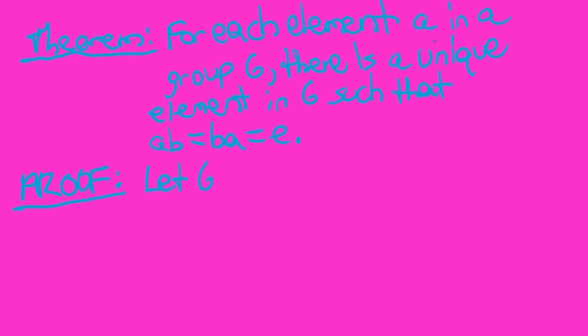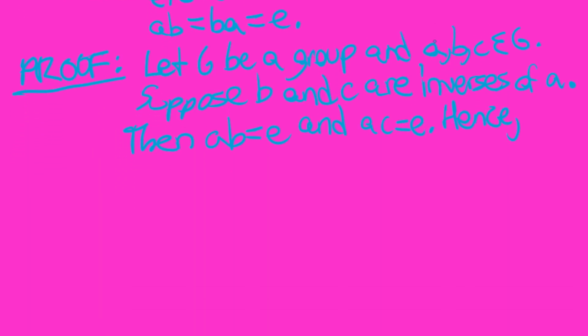So again, we will let G be a group and A, B, C be elements of G. So let's suppose B and C are inverses of A. So then AB equals E and AC equals E. So hence we have AB equals AC implies that B equals C as desired.